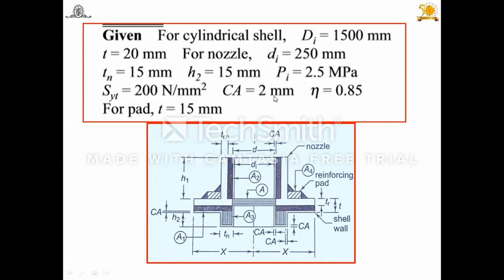Then Ca is also given, 2 mm, and efficiency. H2 is the projected part of the nozzle inside, and H2 is given as 15 mm. Then Tn, 15 mm, is also given, meaning this projected part thickness Tn is also given. That means we have this dimension. And whether a pad is required or not, that we have to decide, and then we can use thickness 15 for the rectangular strip.